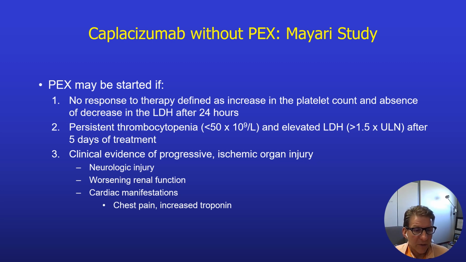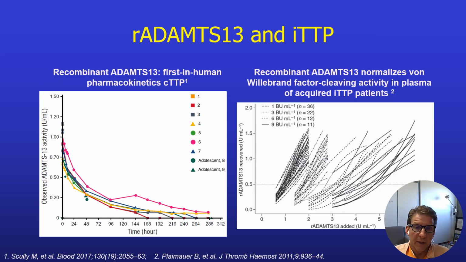After 5 days, if the thrombocytopenia was persistent and the elevated LDH persisted, patients should be started on plasma exchange, as well as progressive ischemic organ injury, neurologic, cardiac manifestations, or worsening renal function. And the study had just completed enrollment, as I stated earlier, and we're anxiously awaiting the results to see if any patients required plasma exchange therapy or could be treated safely with just the caplacizumab alone.